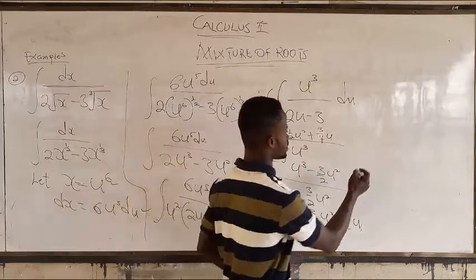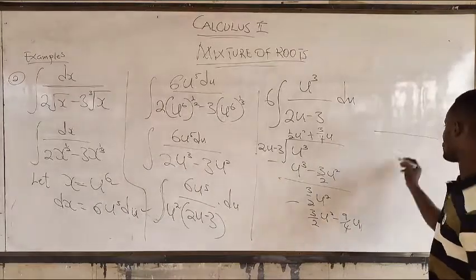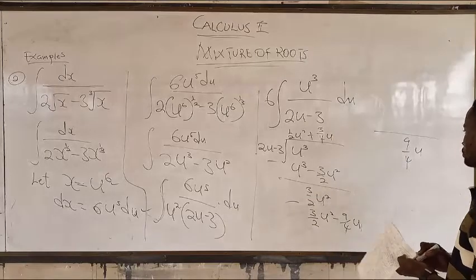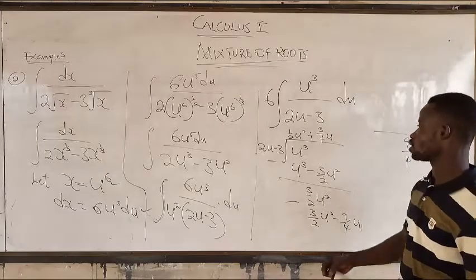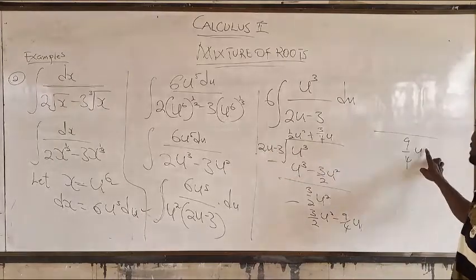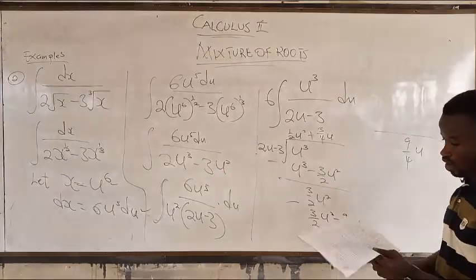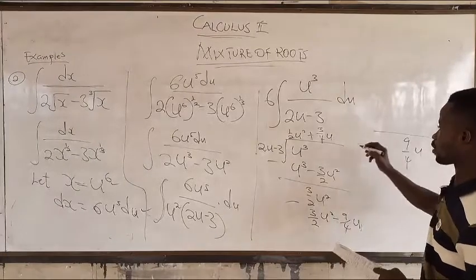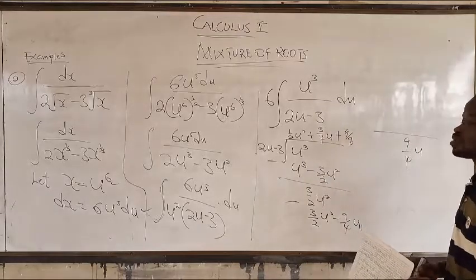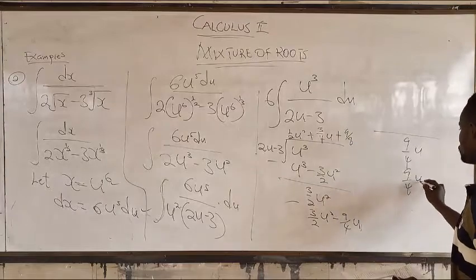Then we subtract. And when we subtract, here is going to be 0. We are going to get 9 over 4 u. Very good. Then we can still go on to divide this by this, because the power here is 1 and the power here is 1. So when we divide 9 over 4 by 2, you are going to get plus 9 over 8. And when you multiply 9 over 8 by 2u, that's going to give you 9 over 4u.